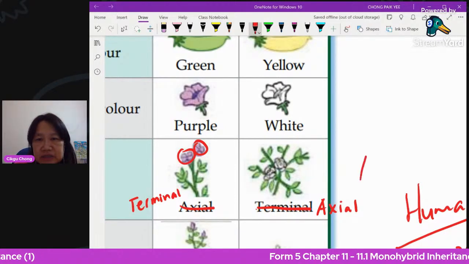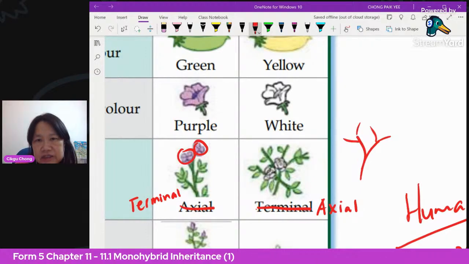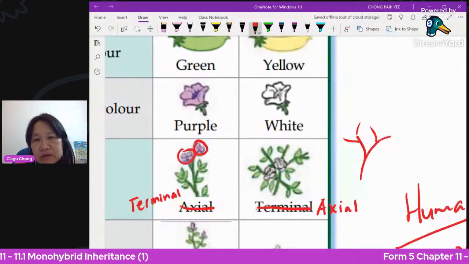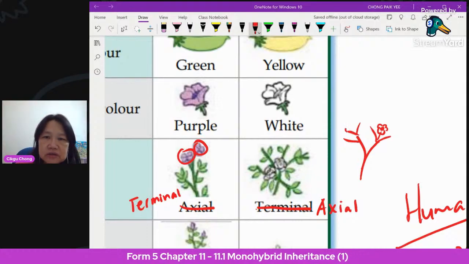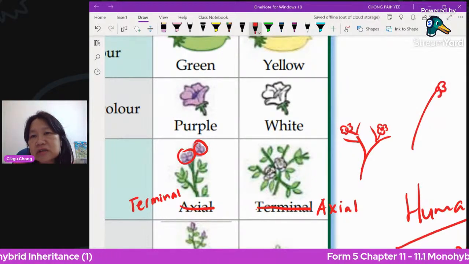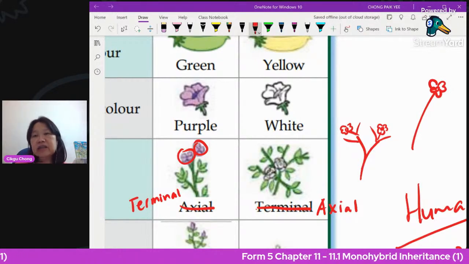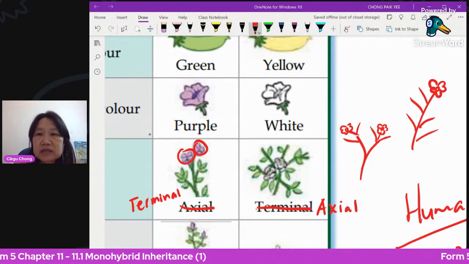Now, axial means this is your branch. Right? Sometimes it branches out here, it branches out here. These are the branches. The flower came here. The flower is at the branch, in between the branches. So this is called axial. That means not at the tip. This is called terminal, at the end of your branches, at the end of the branching of your plants. This is the terminal.